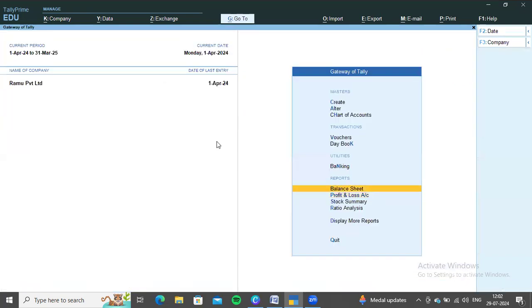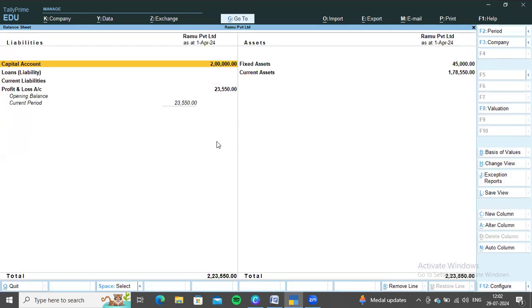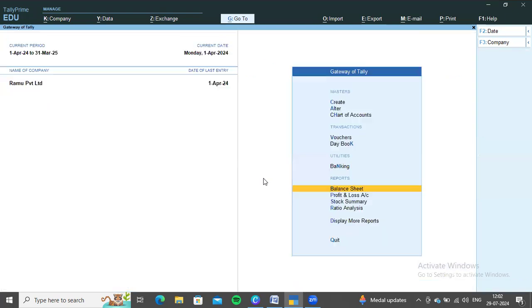Then press escape. Now balance sheet. Here this is the balance sheet. It consists of assets and liabilities. Here both liabilities and assets are equal. This is how we view the financial reports in Tally Prime. And this is how we enter the vouchers in receipt and payment vouchers.